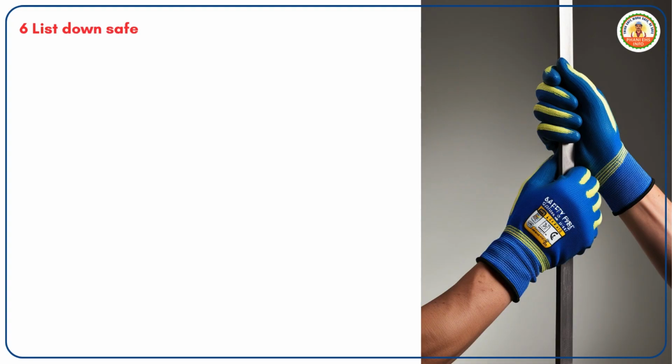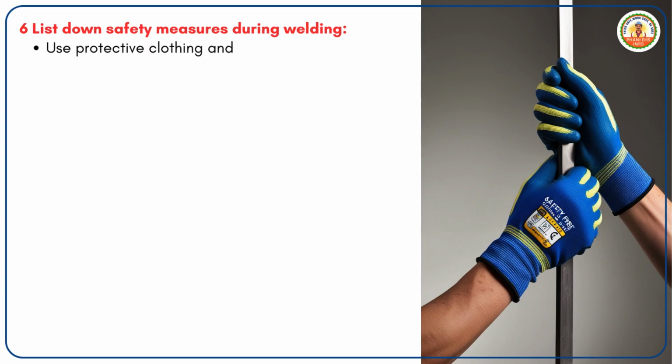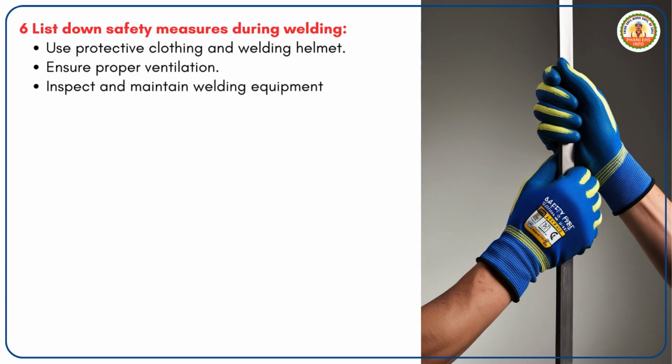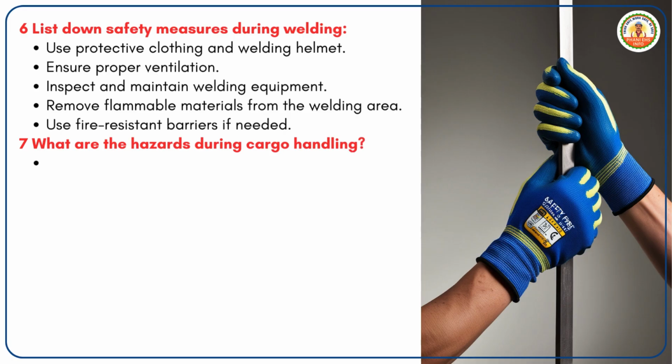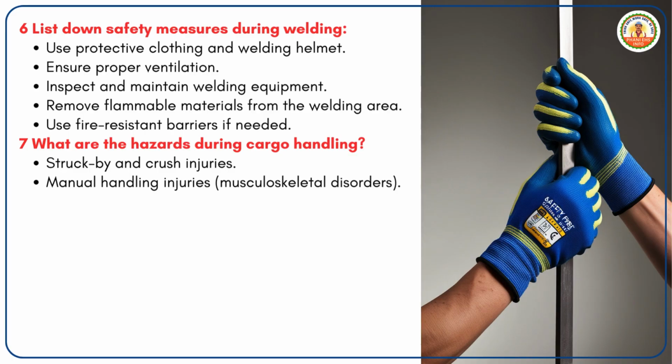6. List down safety measures during welding. Use protective clothing and welding helmet. Ensure proper ventilation. Inspect and maintain welding equipment. Remove flammable materials from the welding area. Use fire-resistant barriers if needed. 7. What are the hazards during cargo handling? Struck by and crush injuries. Manual handling injuries, musculoskeletal disorders. Falls from height. Exposure to hazardous substances.